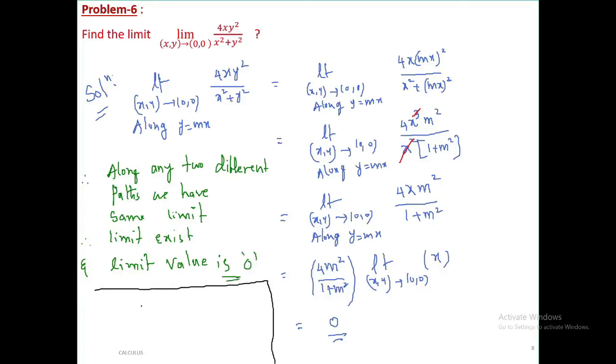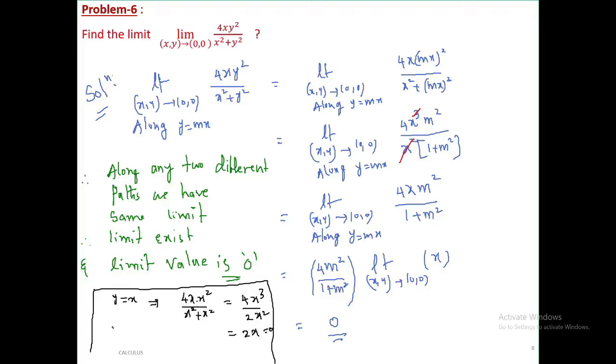Let us choose two different paths. So y is equal to mx, right? So let us choose y is equal to x. If you choose y is equal to x, what will you get? 4 into x square, the numerator, instead of y square I am writing x square, divided by x square plus x square. Now what will you get? 4x cube by 2x square. That means 2x you will get, right? Now limit x comma y reaching to 0, 0, you will get 0.